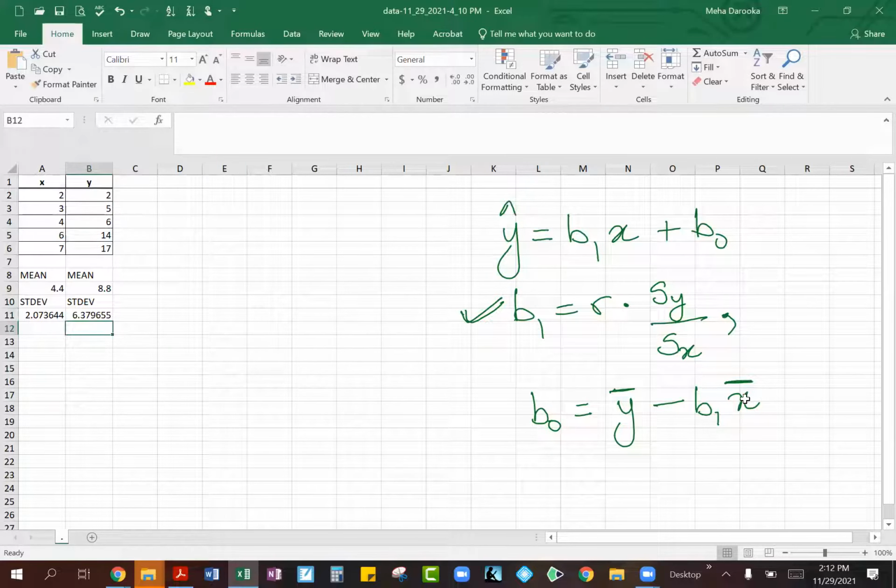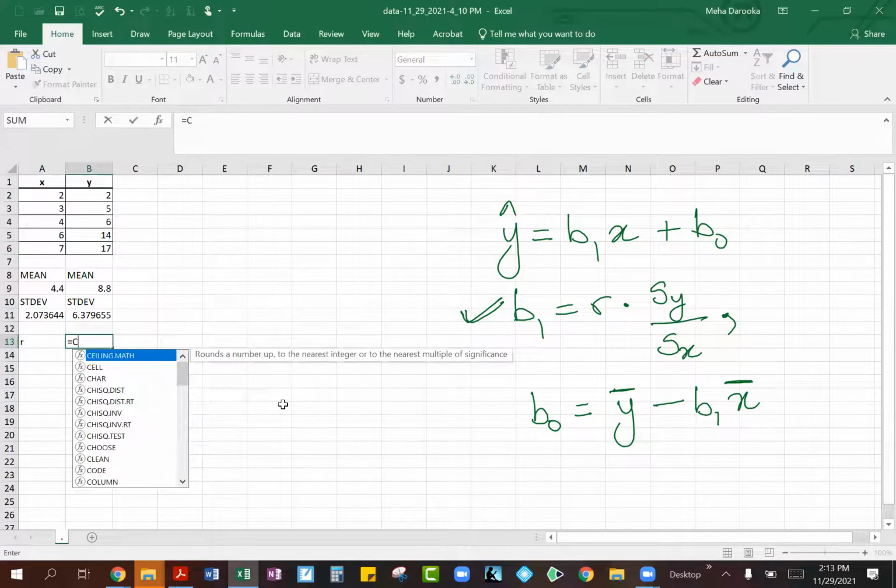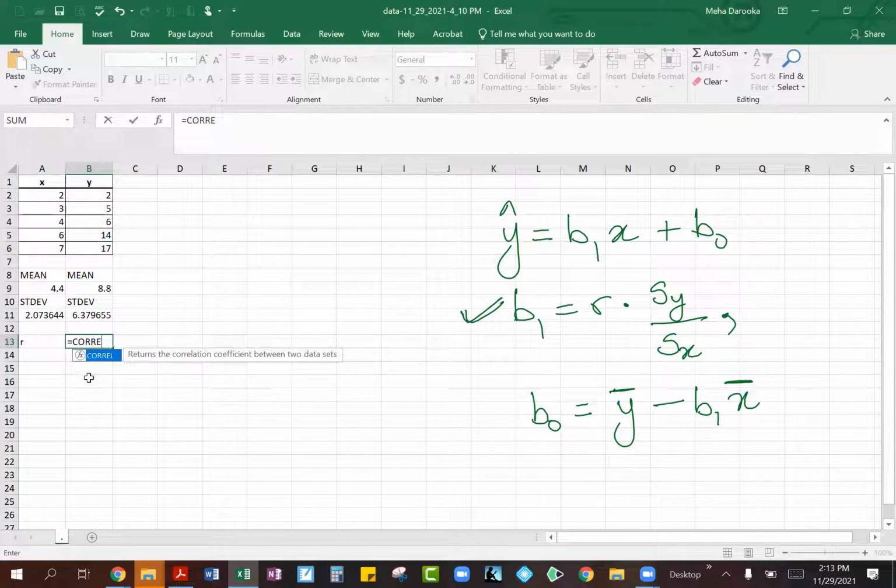So that takes care of 4 of these variables. You still have to find the correlation coefficient r. So for the r value, remember the built-in function is CORREL, C-O-R-R-E-L, correlation. So for this one, you have to choose both the x and y values.